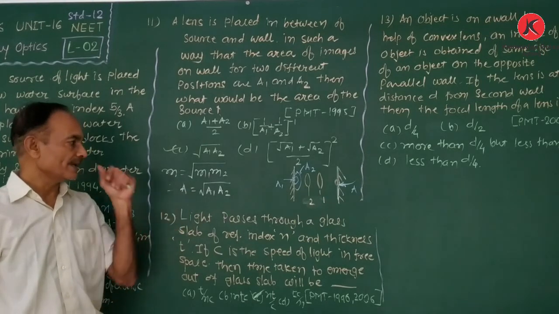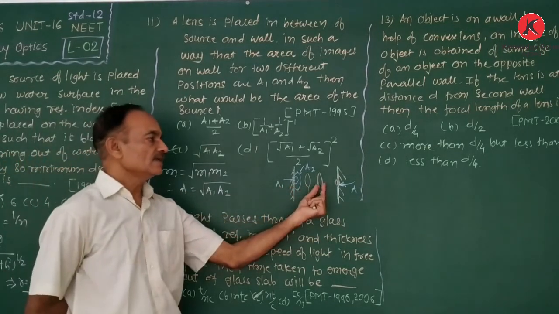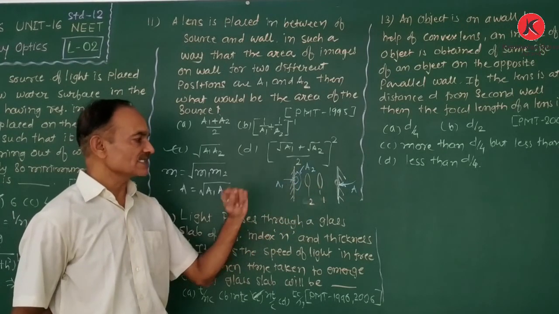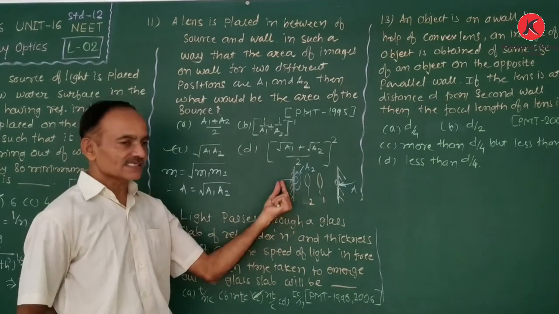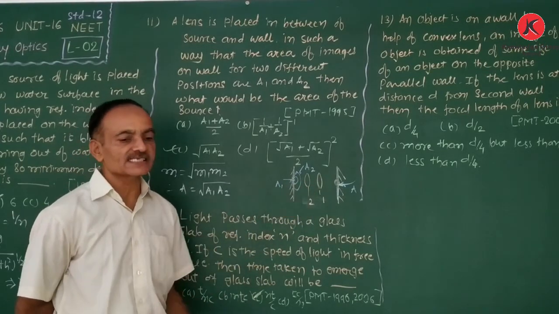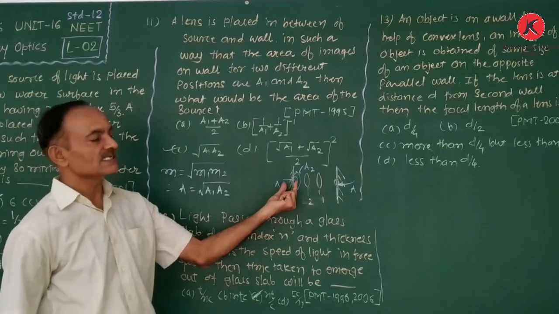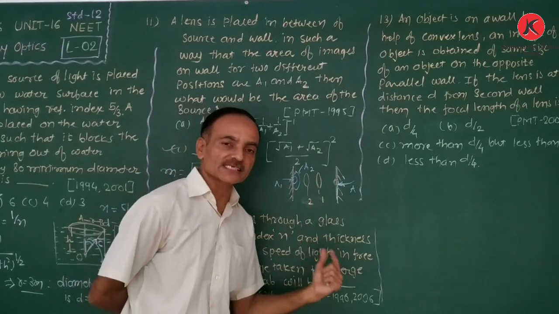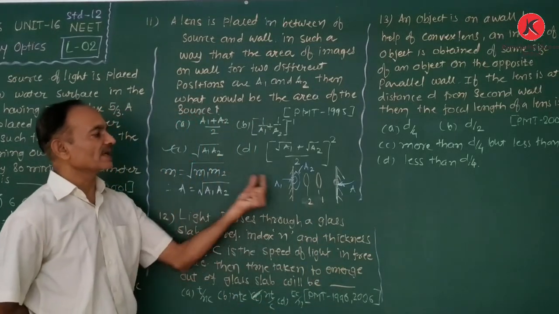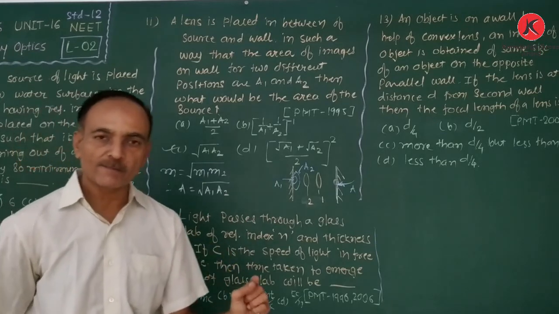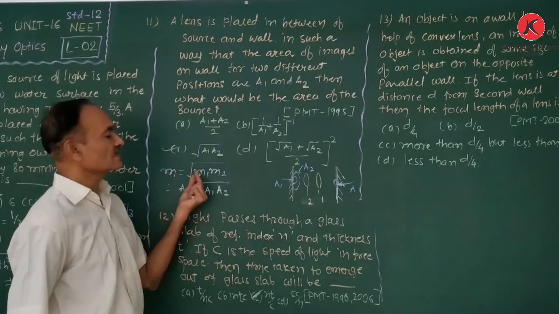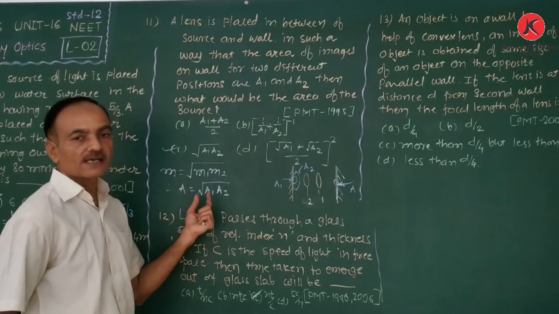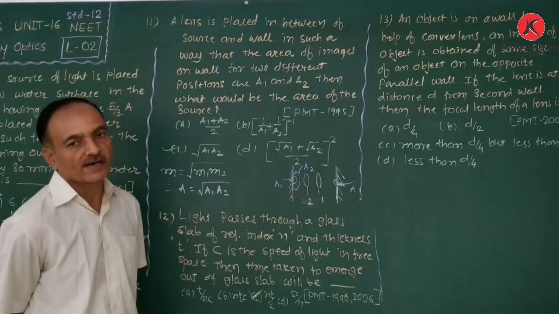Right? Again, at this position of a lens, what is the area of the image obtained on the wall? That is A1. If the distance between the screen and lens decreases, what happens? The area of the image increases. Therefore the magnification is increased. Therefore, the resultant magnification of the combination of two different positions of a lens is M equal to under root of M1 M2. Therefore the area of a source is equal to under root of A1 A2.